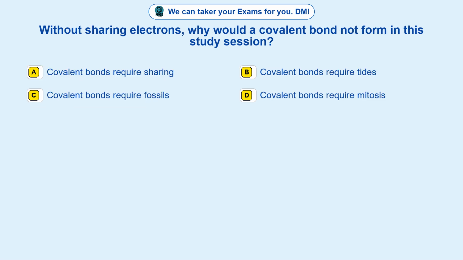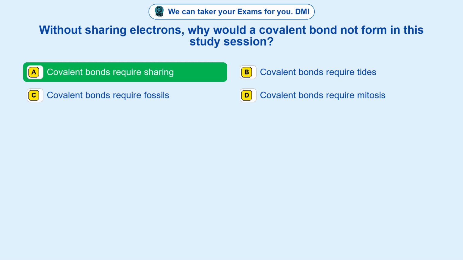Question 34. Without sharing electrons, why would a covalent bond not form in this study session? Option A, covalent bonds require sharing. Option B, covalent bonds require tides. Option C, covalent bonds require fossils. Option D, covalent bonds require mitosis.